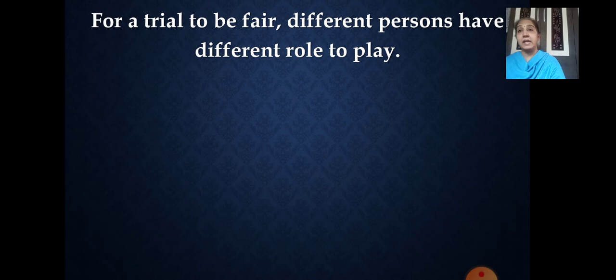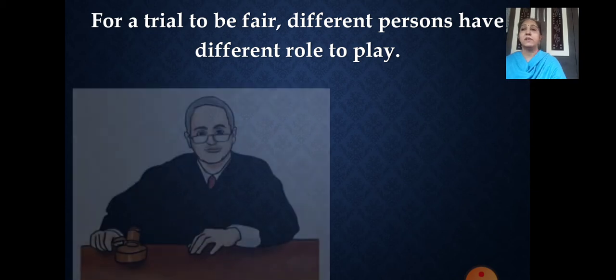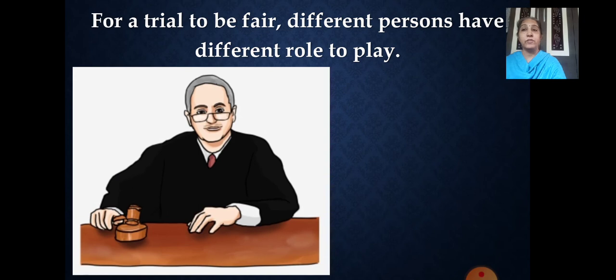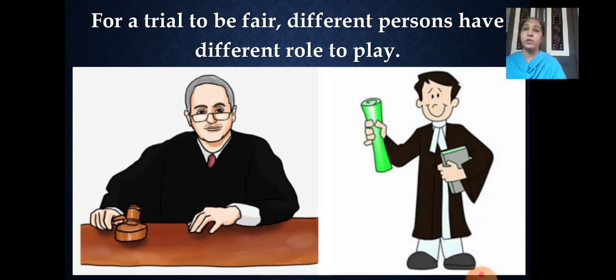Now for a trial to be fair, different persons have different roles to play, right? This is what you have learned in this chapter, the main 4 key players. I hope you all remembered it very well. What was that? We have seen the role of the judge as a very important person. What are the proceedings that the judge has to do? Then we saw the role of the public prosecutor. The public prosecutor has to show the evidence and the witnesses against the accused person, right?